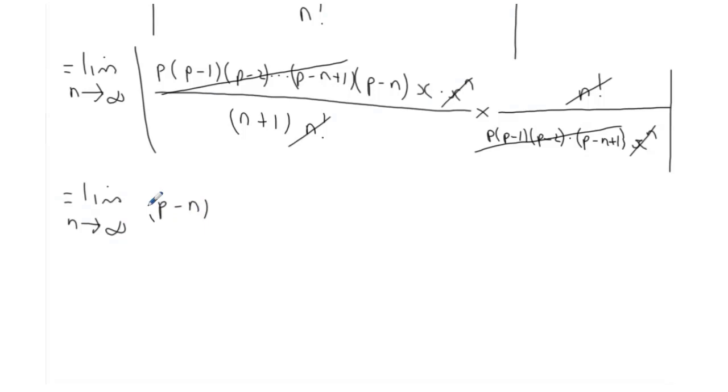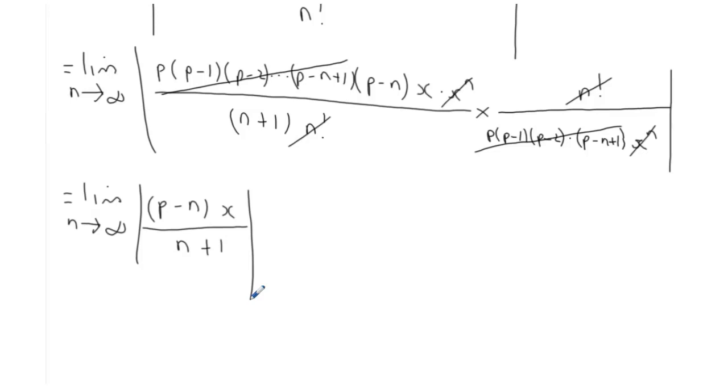p minus n, x over n plus 1. Now, in a lot of these ratio tests, we've said that the negative bit can come from the x. In this particular case, because n's approaching infinity, on the top there you've got a p minus n, so that could potentially give you a negative as well.